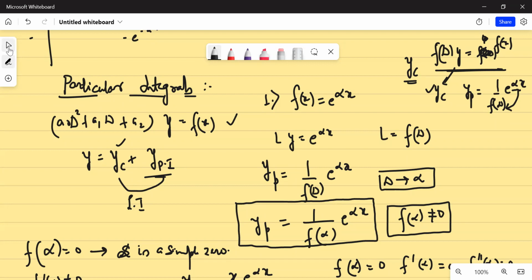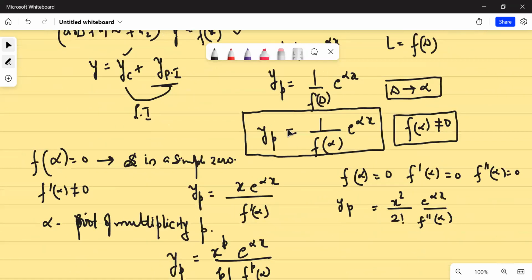Okay, but if your alpha is a root of function f(x), f(D), then it will be 0. Then what to do? You simply multiply with x and differentiate this term, f dash. Instead of f, just do f dash alpha. Did you understand or not? Should I say this again?